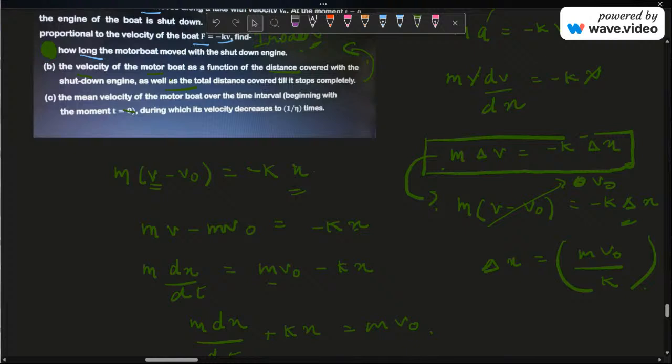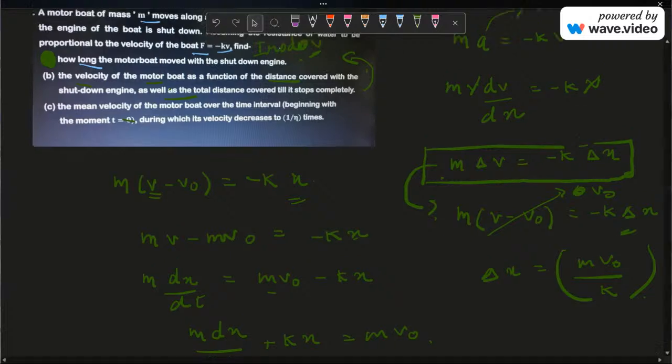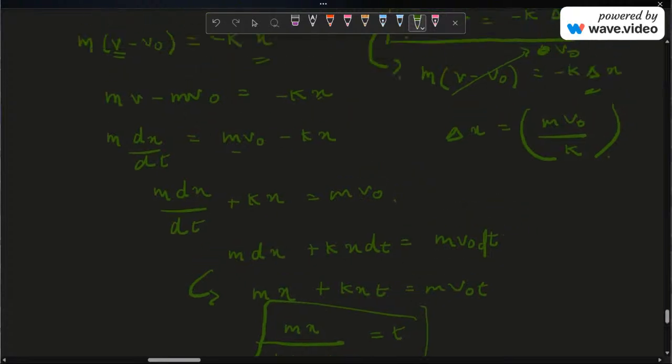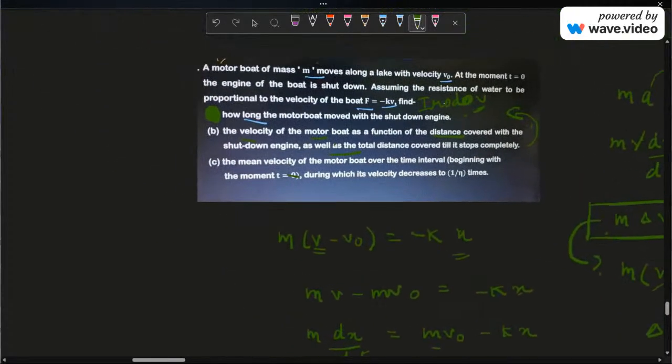Next question: the mean velocity of a motor boat over the time interval beginning with the moment t is equal to 0, during which the velocity decreased to 1 upon eta times. The mean velocity of the motor boat. So we have to find out the delta x first, and then the time. Okay, let's solve this. Let's see if we have the courage for this question.